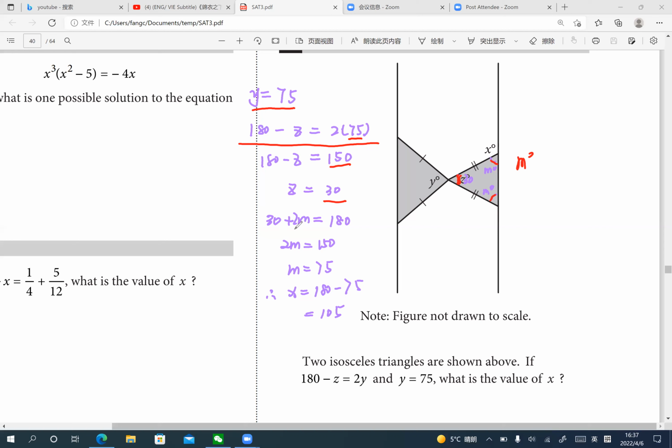Therefore, 30 plus 2m plus 30 plus 2m equals 180. So 2m equals 150 and m equals 75. Because the marked angles and the x degree angle are supplementary angles, x should be equal to 180 minus 75, which is 105. So the value of x is 105. Question 18.